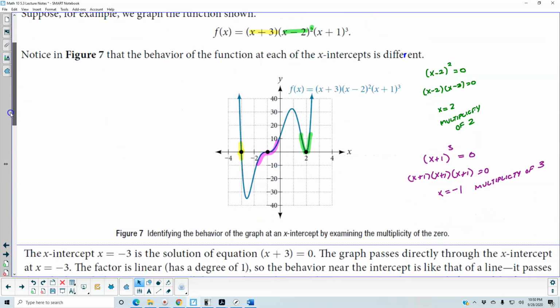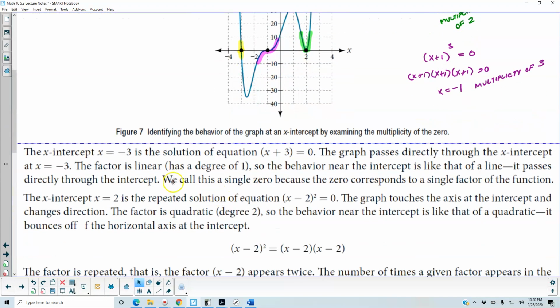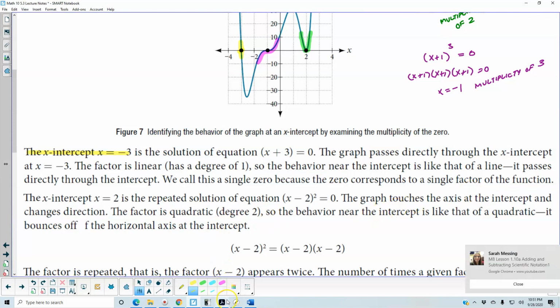So let's look at each of these individually. We can see here that we have the first x-intercept at negative 3. The first x-intercept, x equals negative 3, is the solution of the equation x plus 3 equals 0. The graph, again, passes directly through the x-intercept at x equals negative 3. The factor is linear, which has a degree of 1, so the behavior near the intercept is like that of a line. It passes directly through the intercept, and we call this a single zero because the zero corresponds to a single factor of the function.